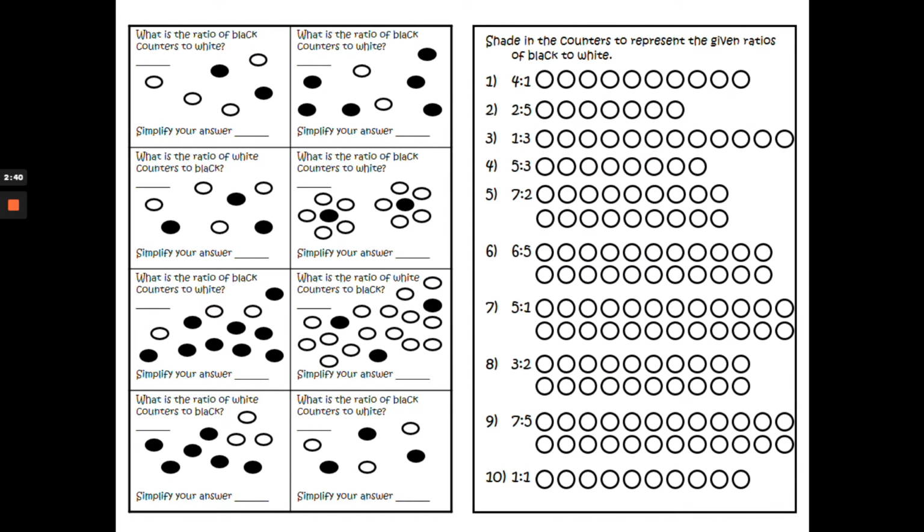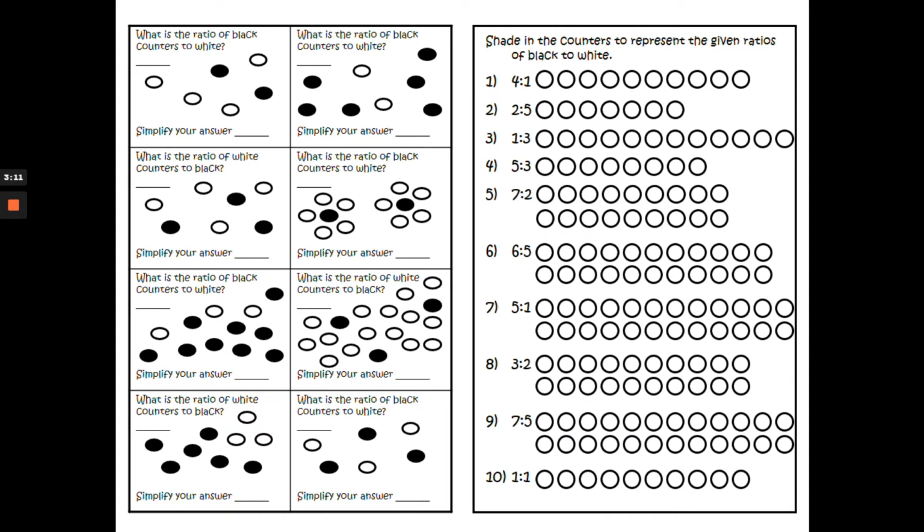What I'd like you to do now is pause the screen, and I'd like you to give this worksheet a go. So the first block of questions on the left hand side, you have to write down the ratio of black counters to white in the top corner. Then in the bottom corner it asks you to simplify your answer. So if both sides of the ratio are in the same times table, you can simplify the ratio.